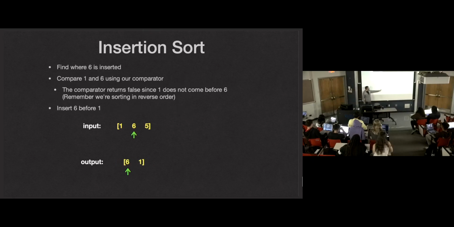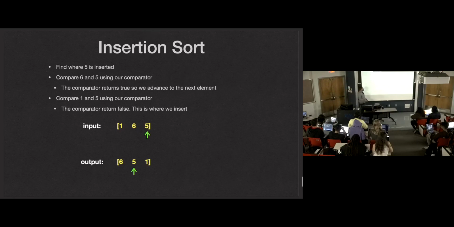We're going to say, hey, comparator, does 6 come before 5? It's going to say yes, or return true. Does 1 come before 5? It's going to say false. It's either a tie or 5 does not come after 1. So we're going to insert 5 right here. And what we're doing here, and what the code's going to do that we're going to see on the next slide, is going through the output.